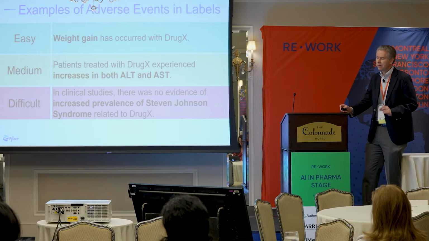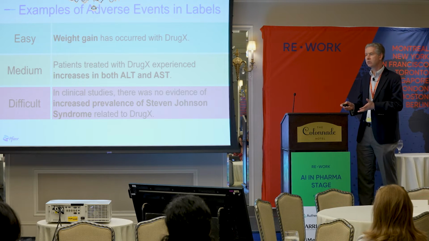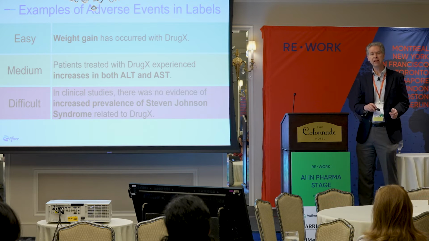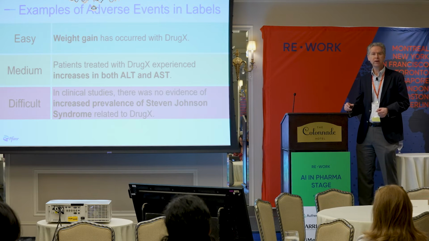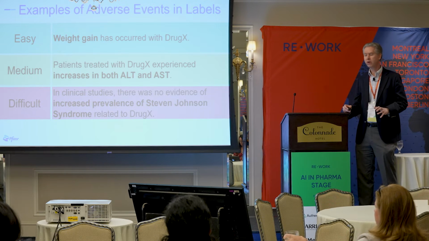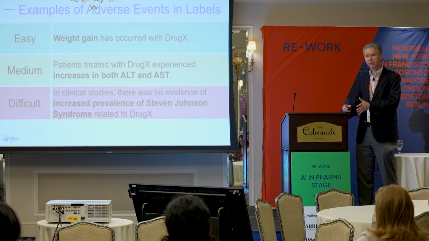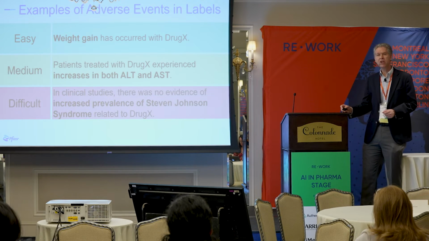The last one: there is no evidence of increased prevalence of Stevens-Johnson syndrome related to drug X. So not only do we have to look for the positive cases, but we have to understand the negative cases, which, again, is more difficult. They're separated by different words. We have to identify and understand the structure of the sentence in order to figure it out, plus know what prevalence is, as opposed to just Stevens-Johnson syndrome. And so there are many challenges for that.